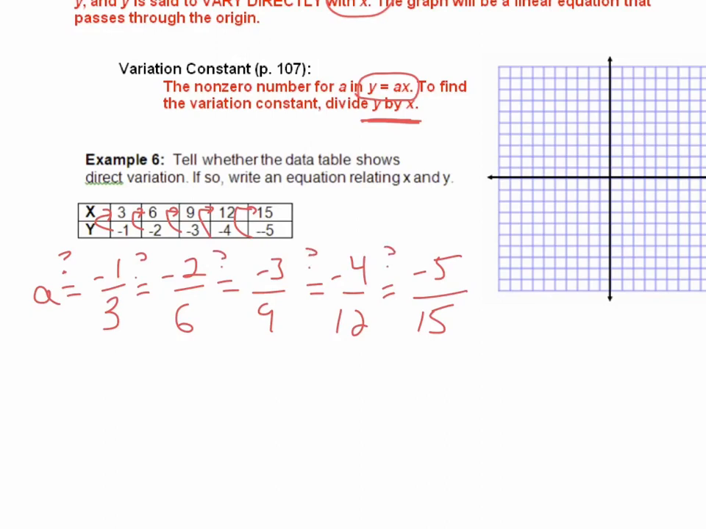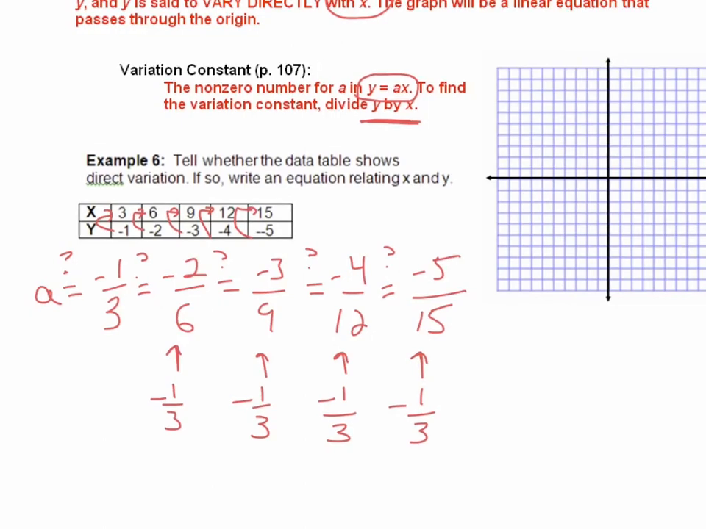And when I look at these fractions, I'm like, wait a second, that reduces to negative 1/3, and that reduces to negative 1/3, and that reduces to negative 1/3. Oh yeah, and this reduces to negative 1/3. So there exists a constant of variation, aka a variation constant. People, constants are things that don't change, right? So I got negative 1/3 each time, it did not change, which means this is direct variation.